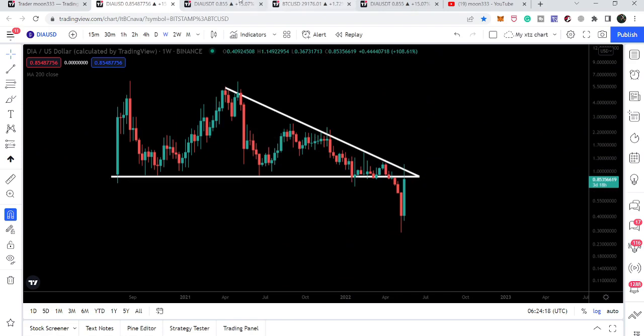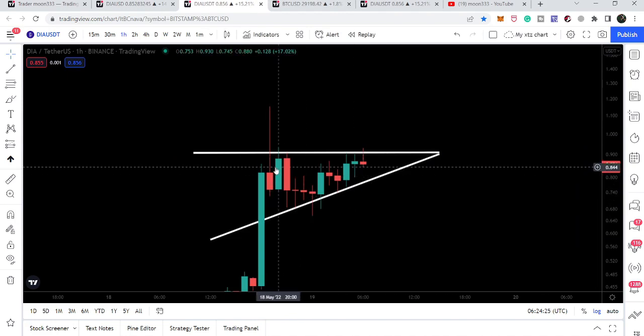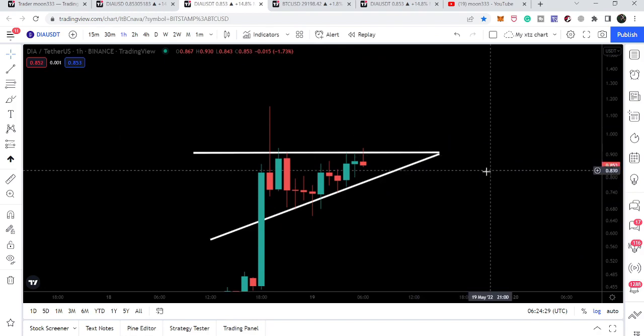So the next few hours are very important, even though this is a really very small triangle. Right now, we need to keep an eye on this triangle. If it breaks out, then there can be a big move by DIA. So this was the update so far.